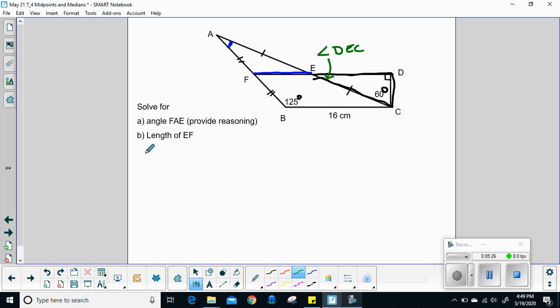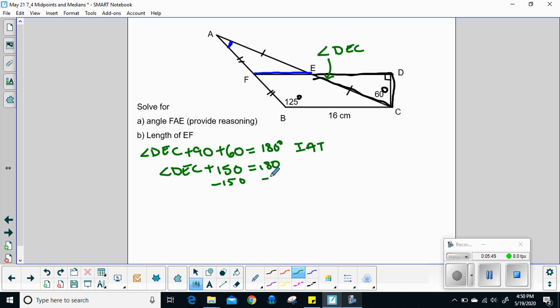So let's find that one. Angle DEC, well, that plus my 90 plus my 60 has to equal 180 degrees, right? Because that's the interior angles of a triangle. So let's put things together. Angle DEC plus 90 plus 60 gives me 150 plus angle DEC equals 180. Minus the 150 from both sides. And let's see, the angle is 30 degrees.